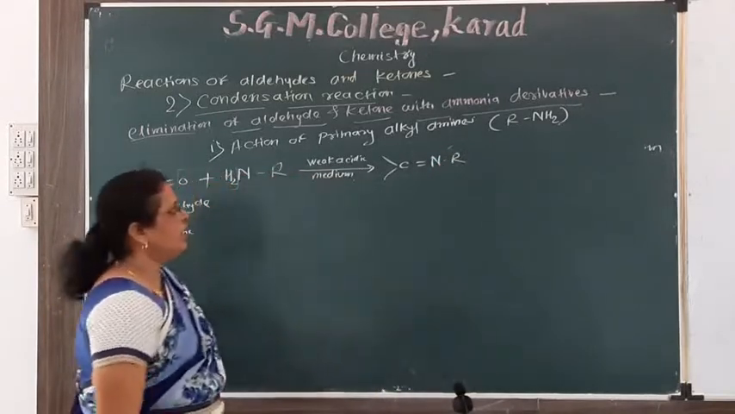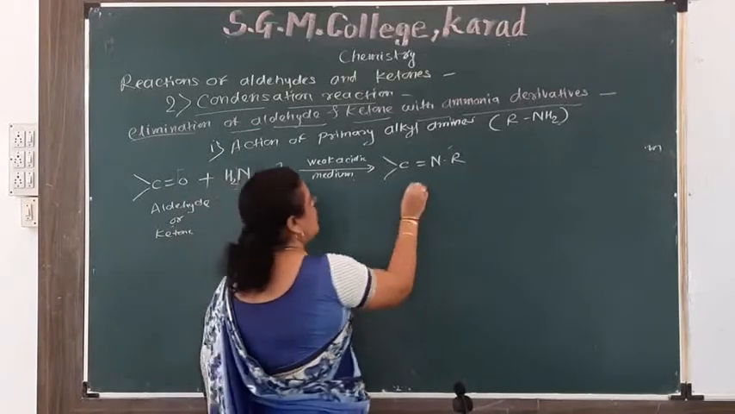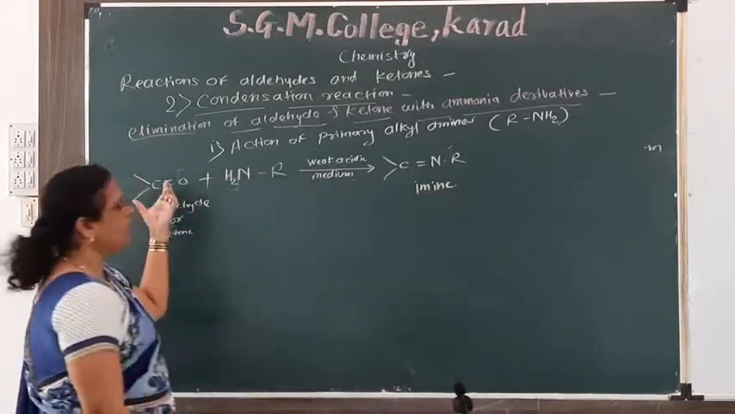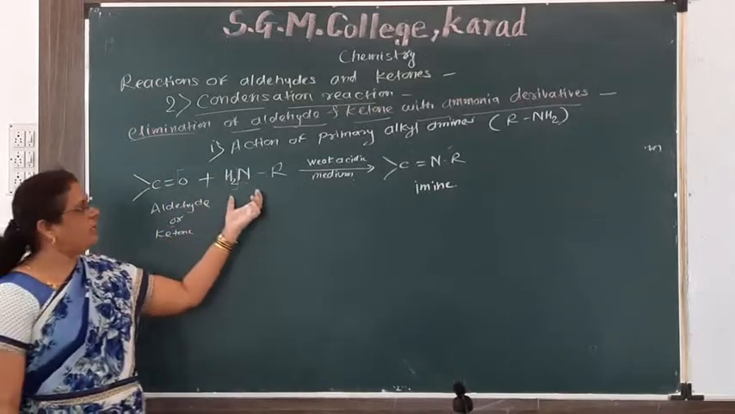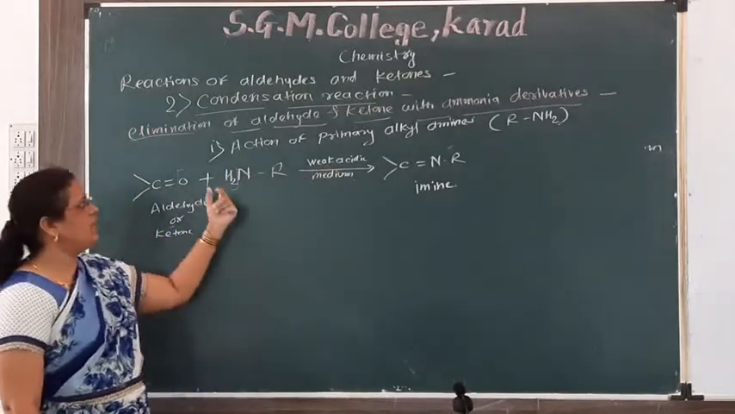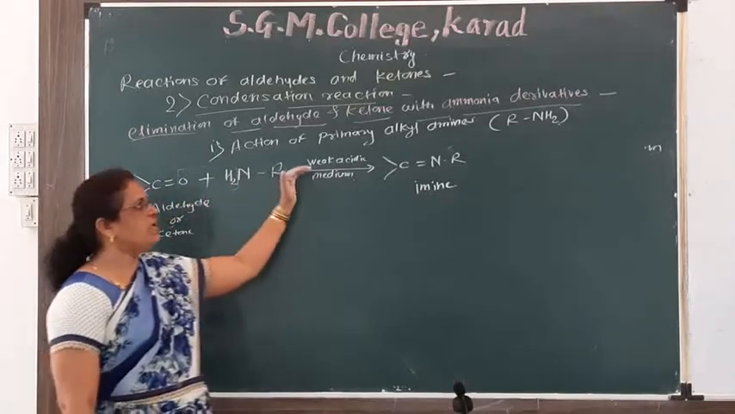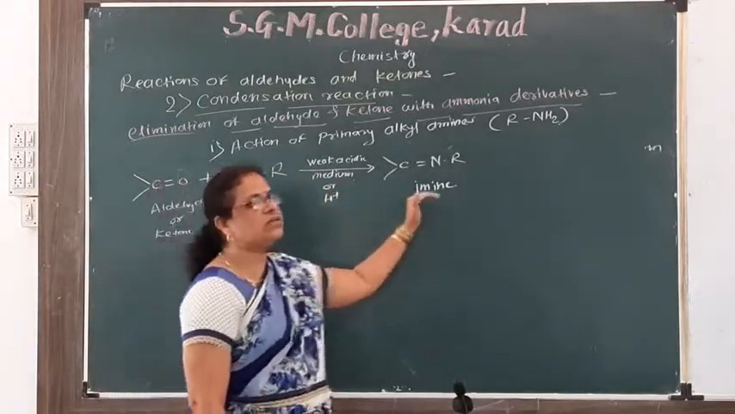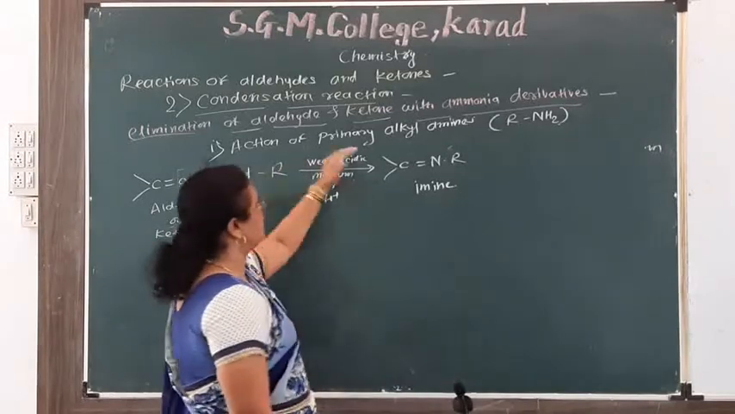C double bond NR. This is known as imine. It means when aldehyde and ketone are treated with primary alkyl amine, that is RNH2, in presence of weak acidic medium or H plus, then this gives imine. This is the first reaction.